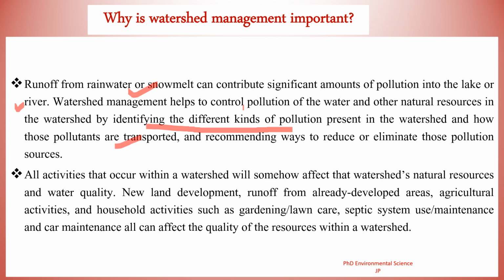New land development can increase the impervious surfaces and disrupt natural drainage patterns, leading to increased runoff and pollution. Developed areas: runoff from developed areas can contribute pollutants through stormwater runoff, which needs to be managed effectively to reduce its impact. Then agricultural activities. Farming practices need to be managed to prevent excess nutrient and sediment runoff, which can be addressed through conservation tillage, cover crops, and proper manure management.